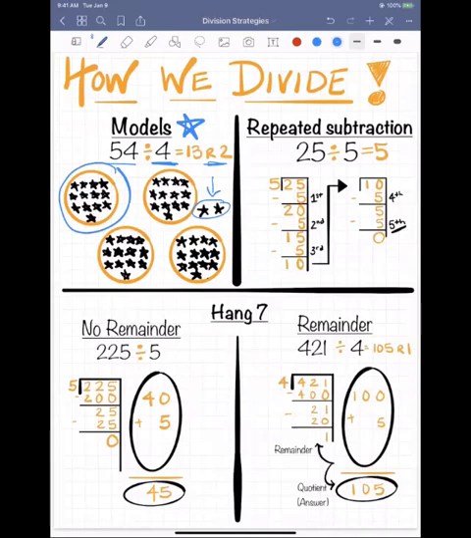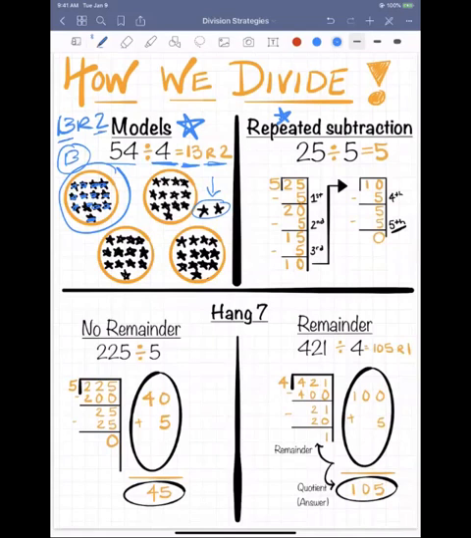So we would count, how many stars do I have in just my first group? 1, 2, 3, 4, 5, 6, 7, 8, 9, 10, 11, 12, 13. So I had 13 in each group, which tells me that my answer should be 13. Okay, so altogether, my answer would be 13 remainder 2, because there were 13 in each group with 2 left over.